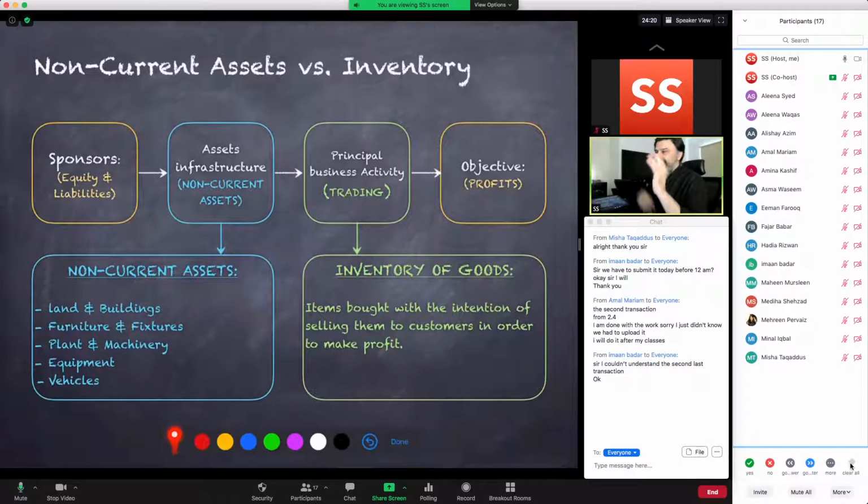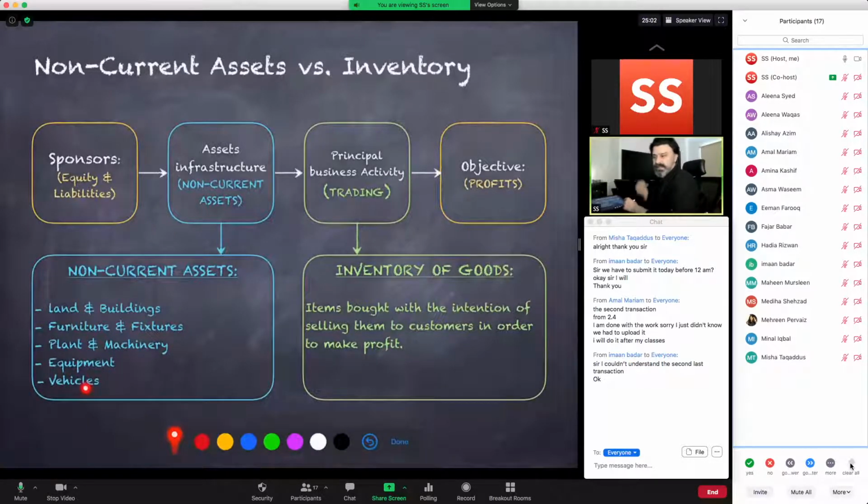So the two identical cars that you have bought, one car was bought with the intention that you are going to give it to your sales manager, who's going to use this car for running the day-to-day affairs of the business. And the other car, which is identical in every aspect, was bought with the intention that you want to place it on the showroom so that it can be sold to a potential customer for profit. Now you can see the physical nature is exactly the same for both of the cars, but one of the two cars was bought with the intention of keeping it in your business and using it as a non-current asset.